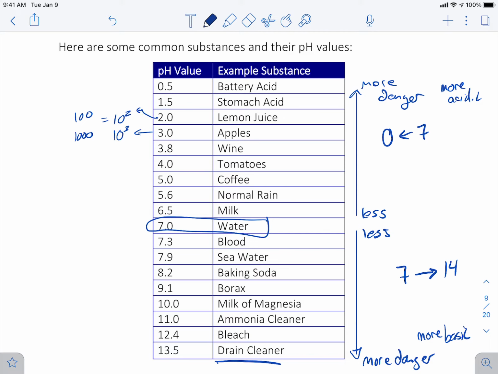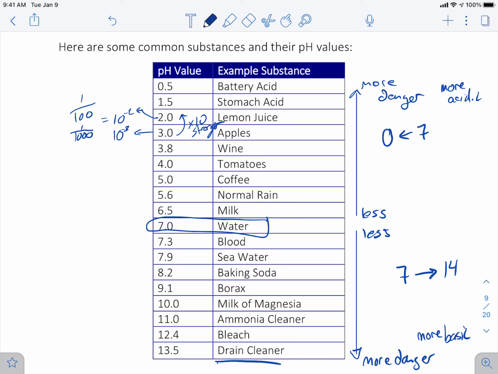Now I should actually indicate that there's some extra detail here that we don't really have to go through, but it's actually -2 and -3, which is dividing 1 by that number. So lemon juice is like dividing by 100, while apples is like dividing by 1,000. So would you rather have your money divided by 1,000 or divided by 100? Which one leaves you with more money? Well, this lemon juice leaves you with more money, or it's a larger number. So each step of the pH scale is 10 times stronger.